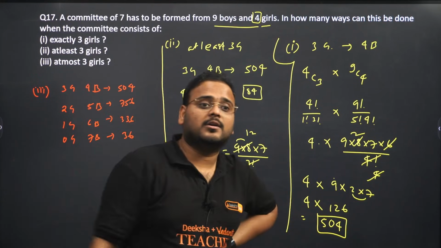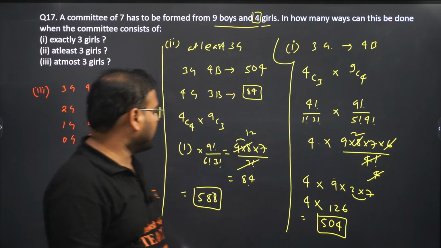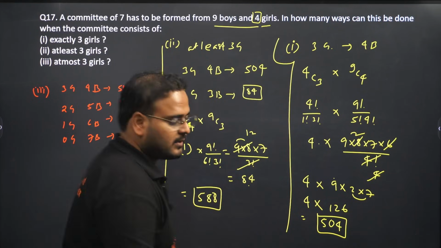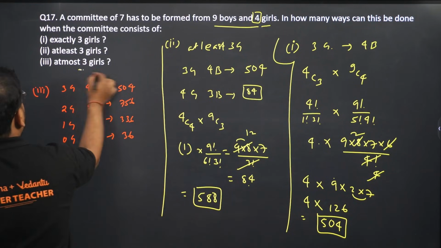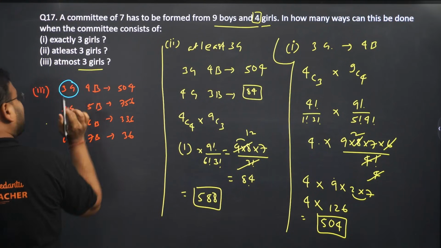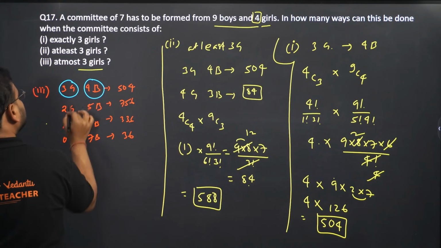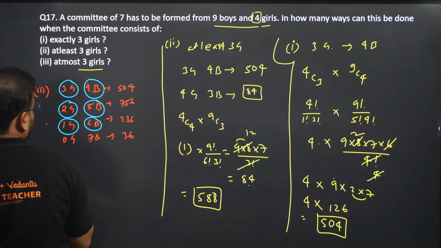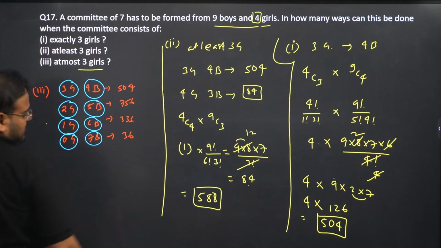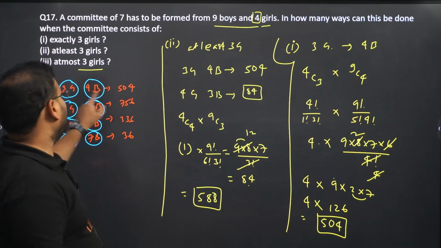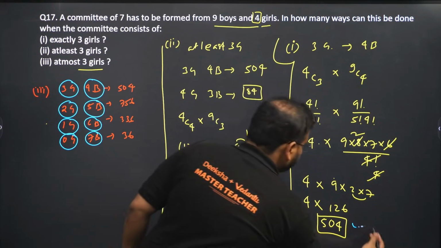Guys, let me know and check the answers. Is it right or not? Question number 17, part 1, part 2. Part 1 is 504, part 2 is 588. Right, no? Please check. And the last one is at most 3 girls. At most 3 girls means 3 girls maximum. 3 girls 4 boys, 2 girls 5 boys, 1 girl 6 boys, and 0 girl 7 boys to be picked in the committee. So in the committee, 3 girls 4 boys, 504. We have the same result over here.